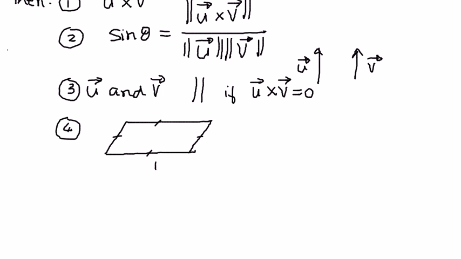If u is one side of a parallelogram and v is another side of the parallelogram, then the area of a parallelogram in terms of vectors can be stated as follows. The area of a parallelogram is given by the magnitude of the cross product of vector u and vector v, and that will give us the area of the parallelogram.